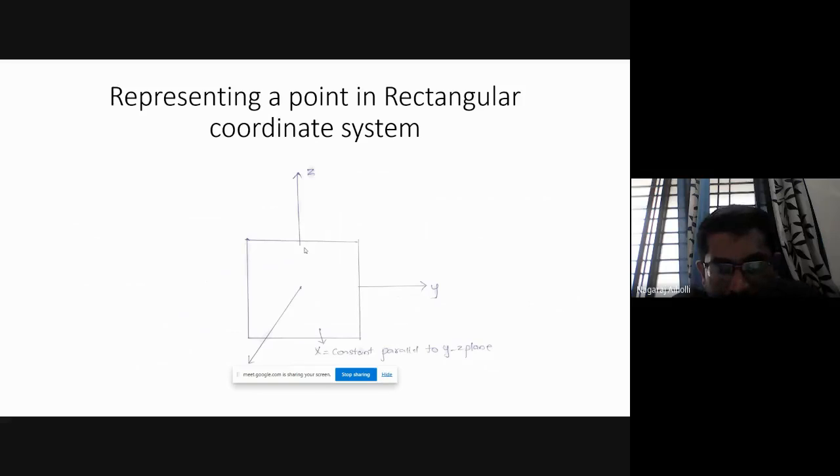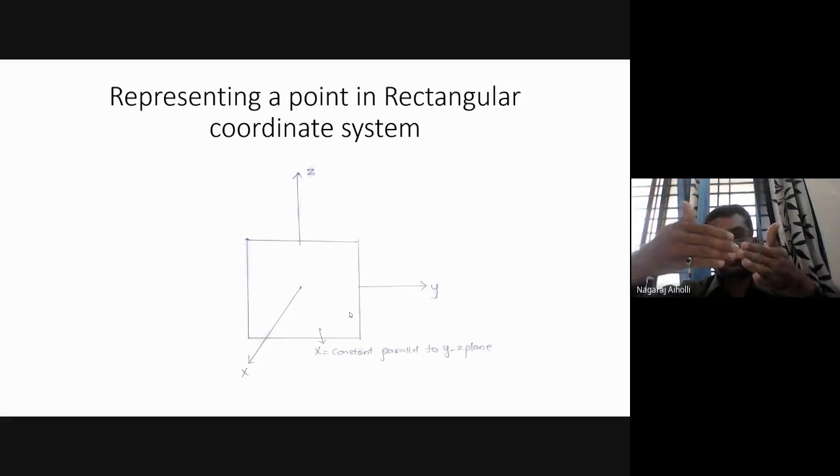Look here, students. This is x equal to constant plane. Now, what is meant by x equal to constant plane? This is x, this is y, this is z, right? x equal to constant. Now I try to visualize here. This is our x, this is our y, and this is our z.